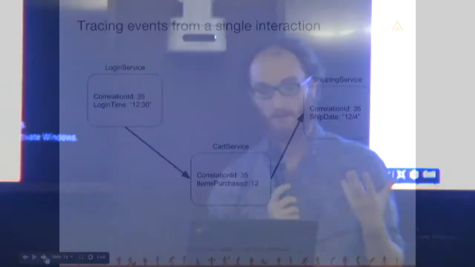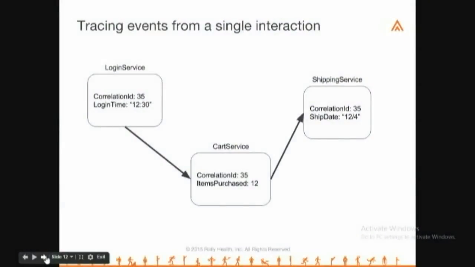Even though these services all track separate things, so the login service might say login time, and if we were on a shopping cart, I'd have the items purchased, we want to keep the correlation ID a constant, so that if something happens in the shipping part of things, I can say, oh, well, the person logged in at 12:30, and obviously in our SaaS app, you can't log in at 12:30 because we're closed. Because some sites do that.